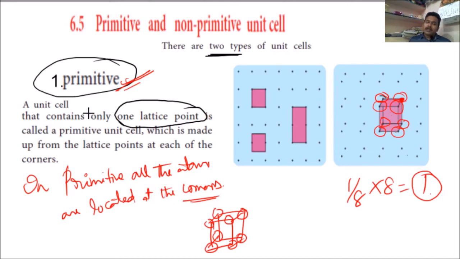And our textbook is saying that in the unit cell one lattice point must be there. You will get a doubt. Here 1, 2, 3, 4, 5, 6, 7, 8 atoms are there. How can I say that this is a primitive?